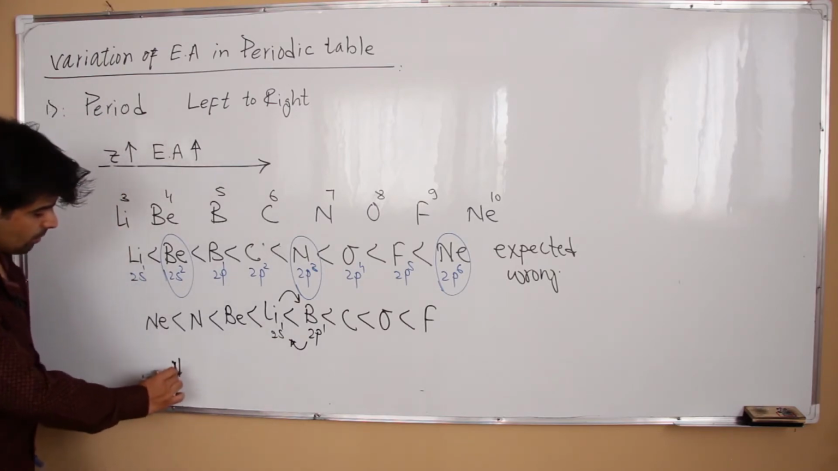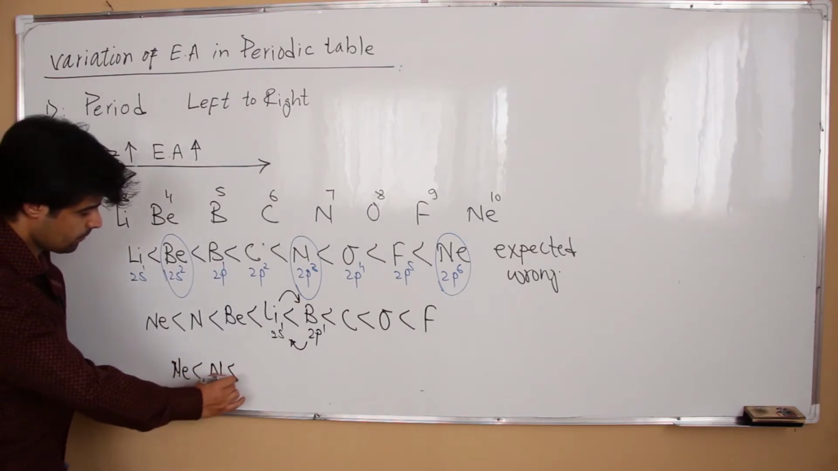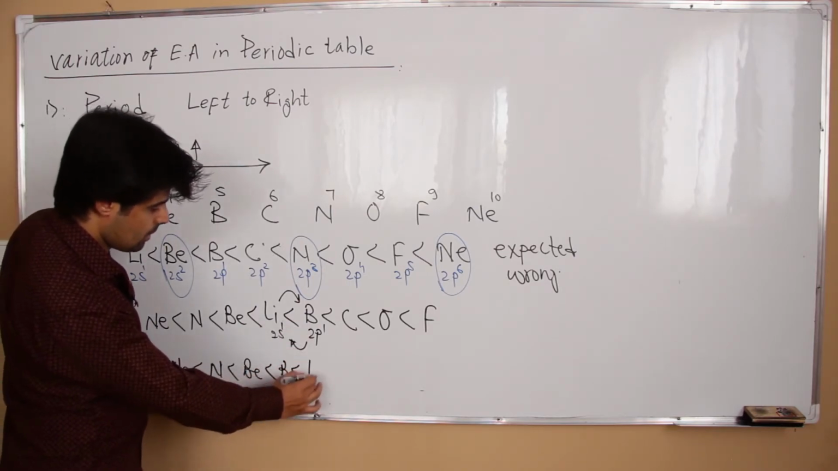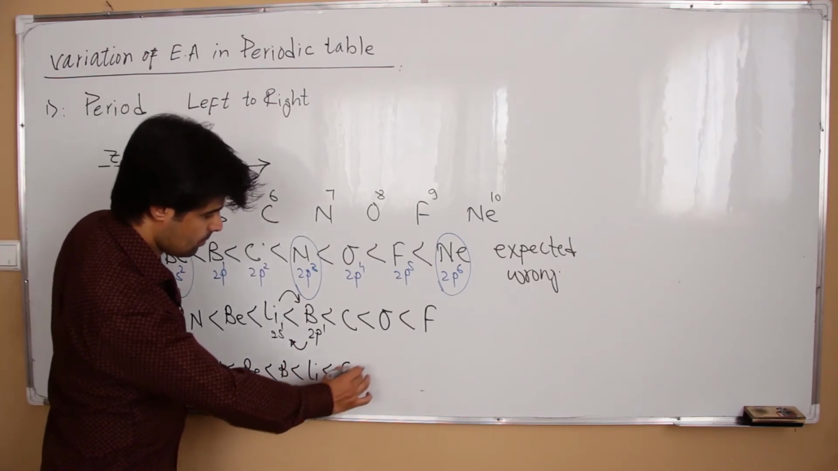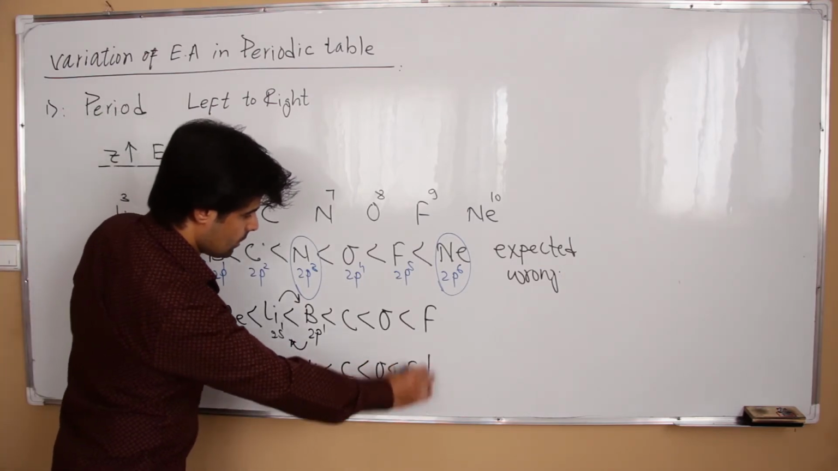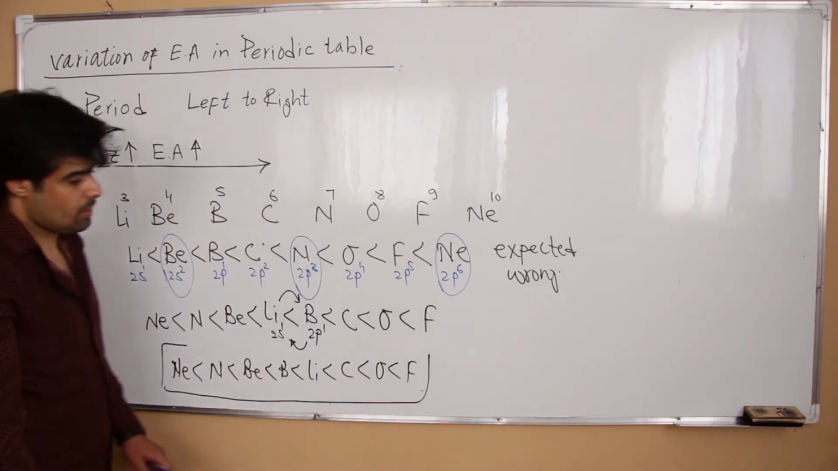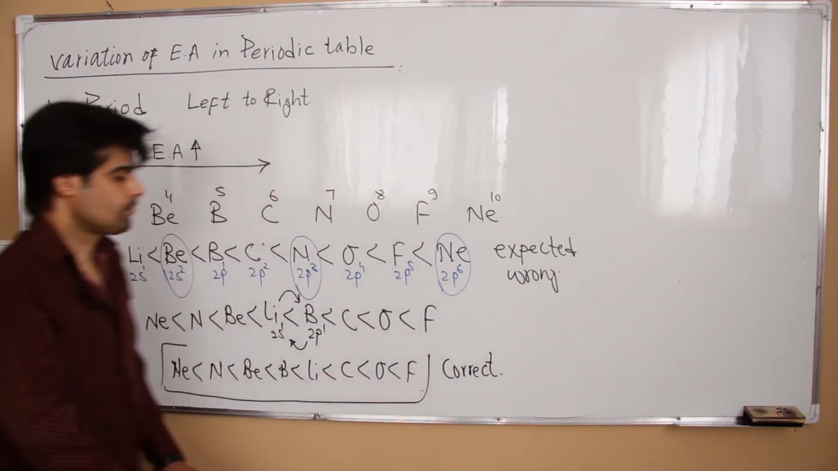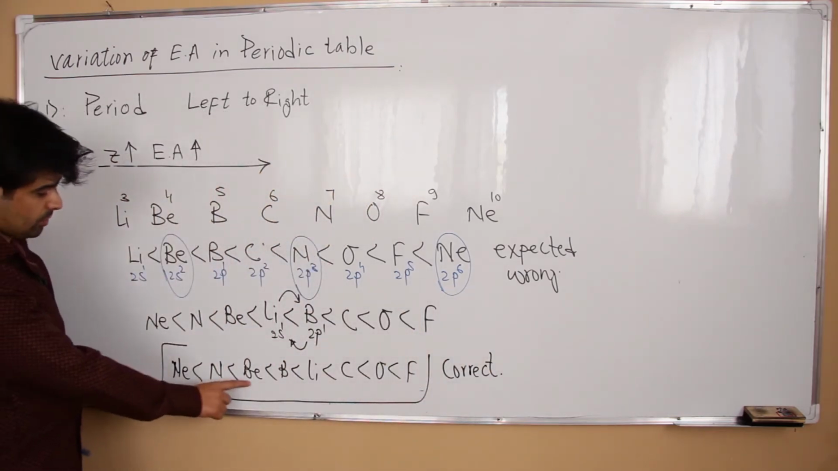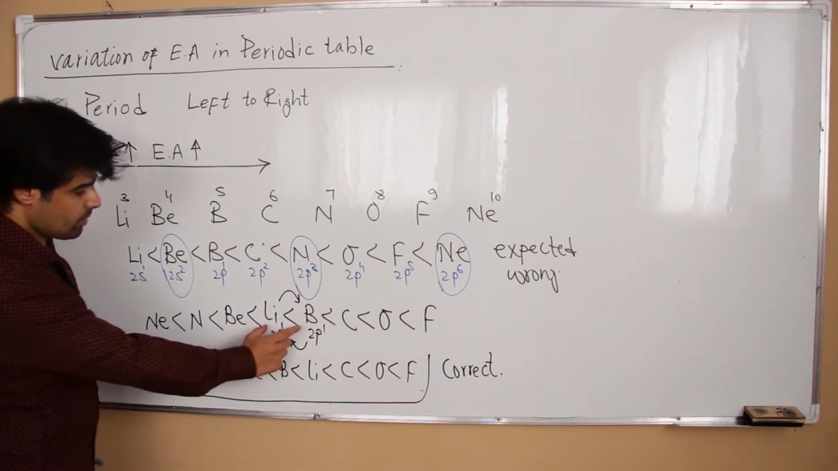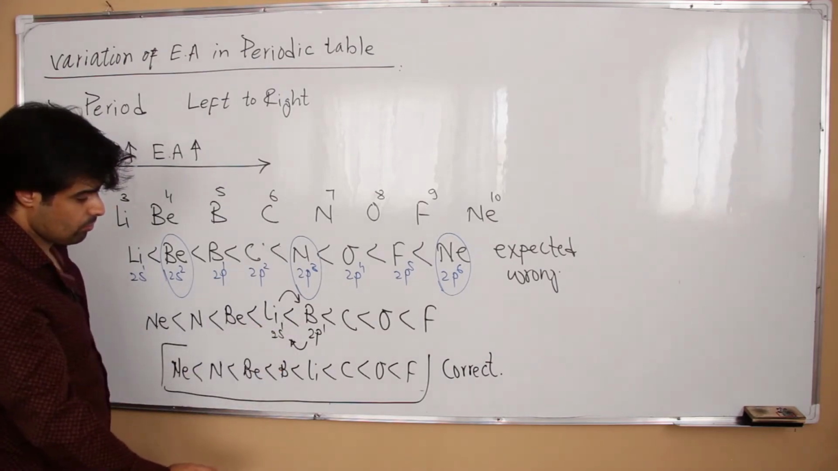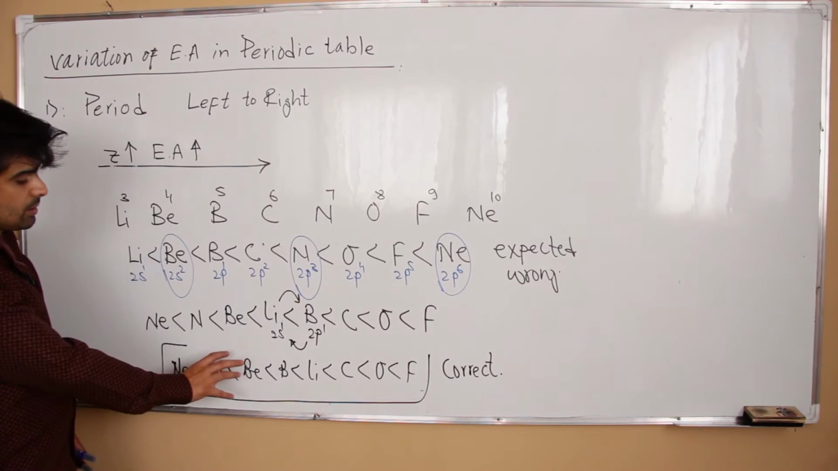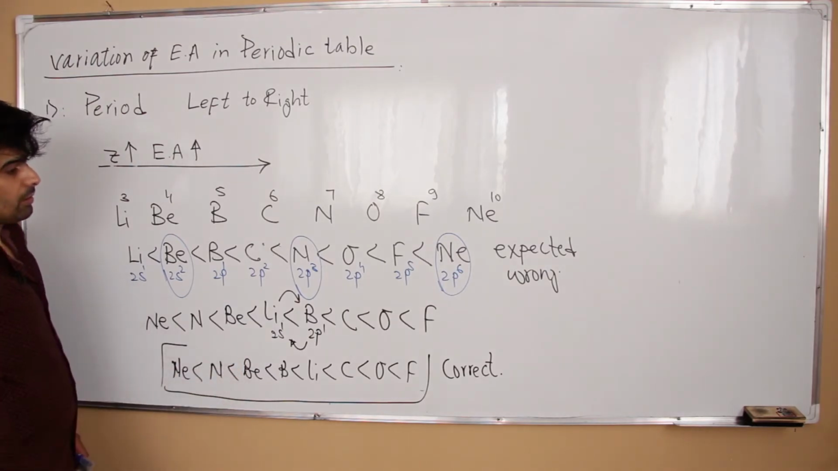So I can say neon, then nitrogen, then beryllium, then boron, then lithium, then carbon, then oxygen, and then fluorine. This is the correct one. We have neon, nitrogen, beryllium, a smaller change between lithium and what? And boron, and then carbon, oxygen, and fluorine. This is the variation of the electron affinity in a period.